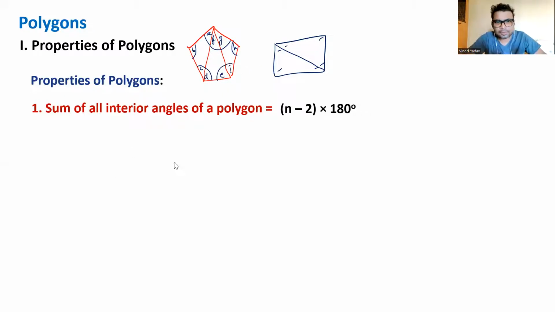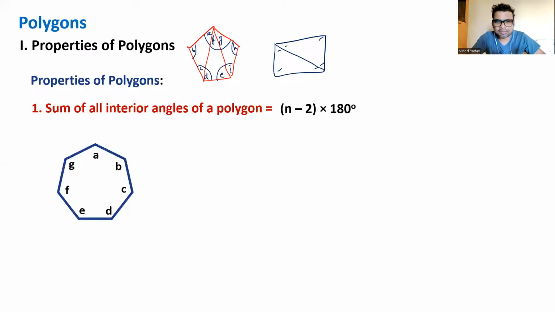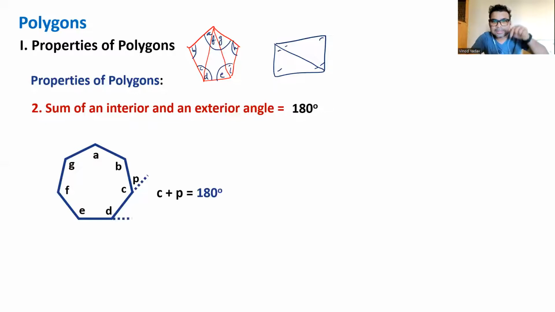So here all of them will add up to 5 minus 2 for the pentagon, right? 3 times 180, that is 540. All right. This one is 7, right? So 7 minus 2, 5 into 180, that is 900. Septagon or heptagon. Now the sum of the interior and exterior angle is very easy to visualize, right? 180 degrees. Check this. So P plus C is 180, D plus Q is 180, and so on.